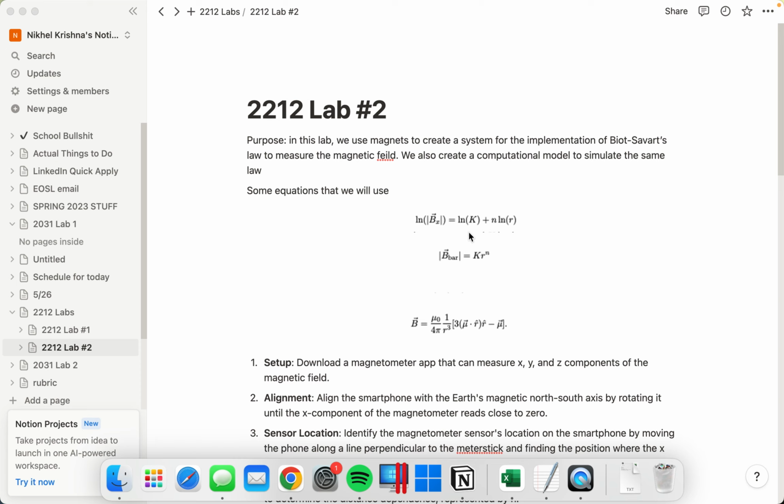The top one is going to come in handy when we have a regression based on our data points, and we need to find the given k and n values to calculate our field for the bar, which we will do in the second equation. And the last equation is going to be important when we deal with off-axis calculations from the magnet.